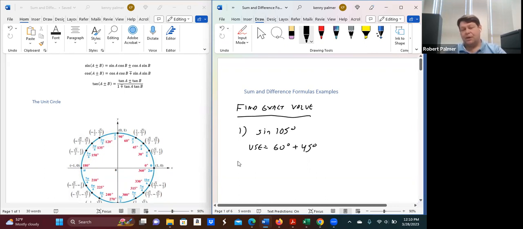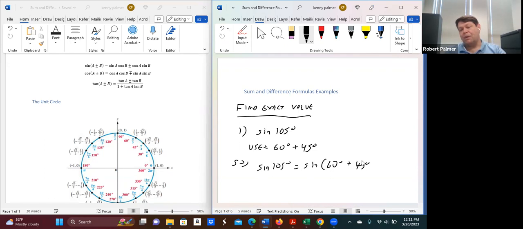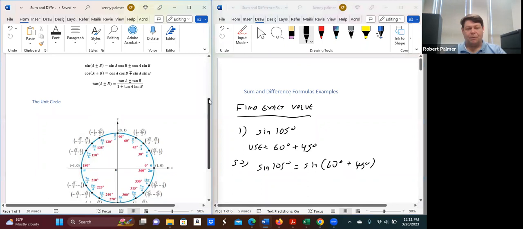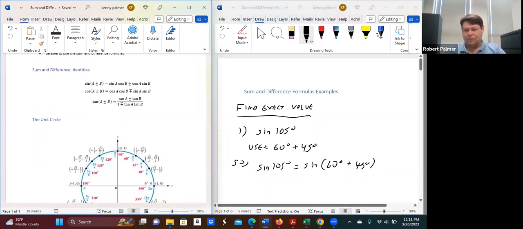Let's do this. What that tells us is that the sine of 105 degrees is equal to the sine of 60 degrees plus 45 degrees. One thing we should mention here is that you can't distribute the sine. This is not the same as the sine of 60 degrees plus the sine of 45 degrees, unfortunately. So let's use our formula. Let's go back up here and then we'll find our values.